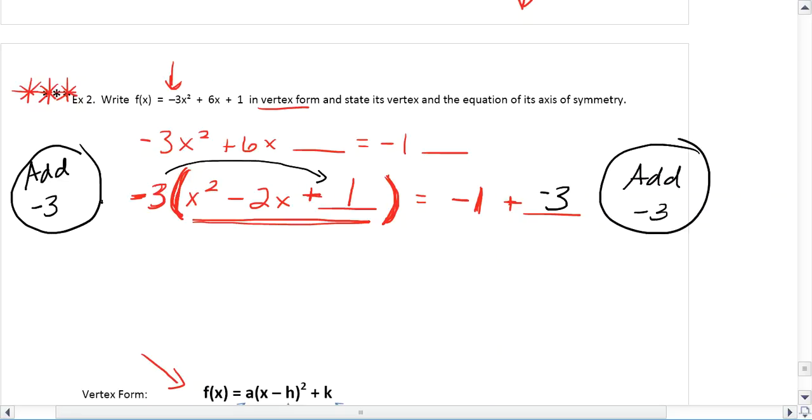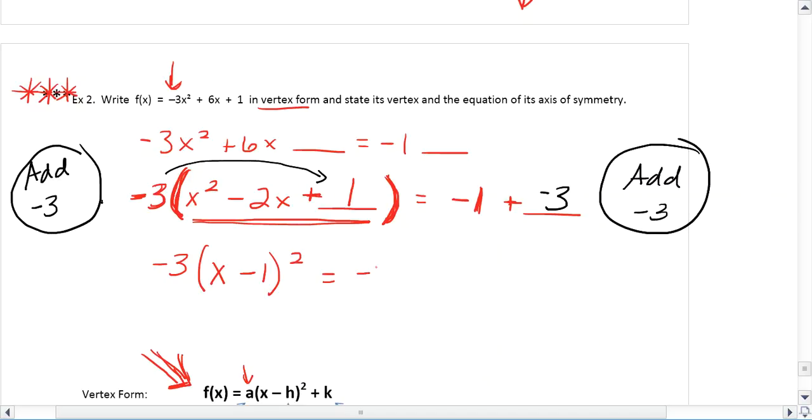That's the new step. Now this next step, and then we're almost here. Remember, this is our goal. Keep your goal in mind. Keep the negative 3. That is our A. Factor the perfect trinomial square that you just built, and then add these.